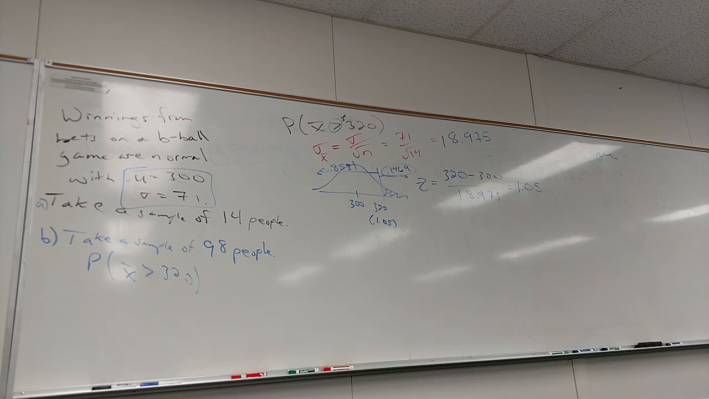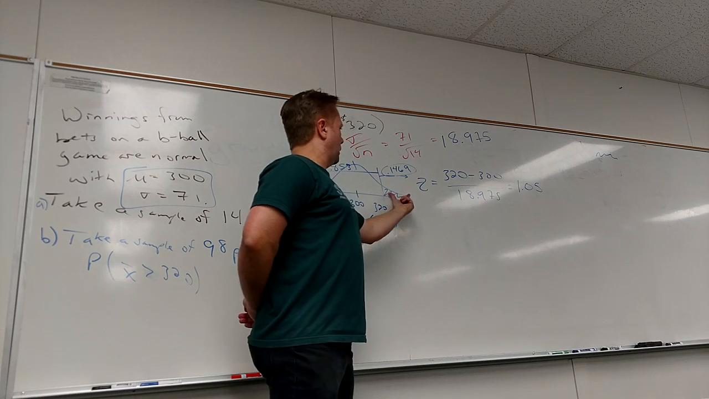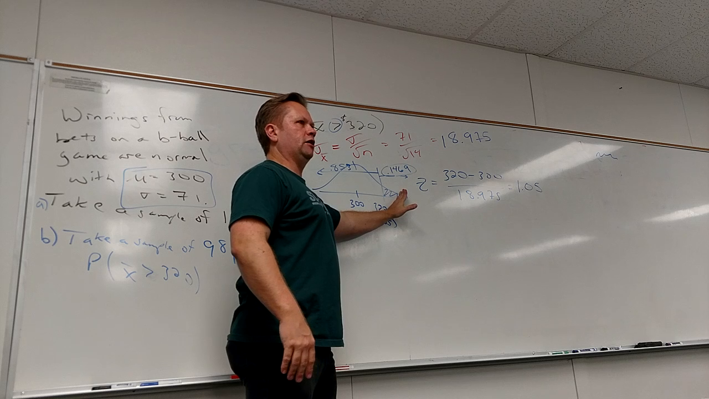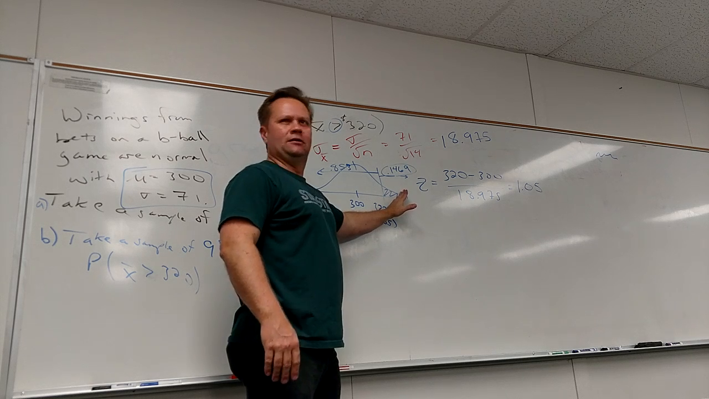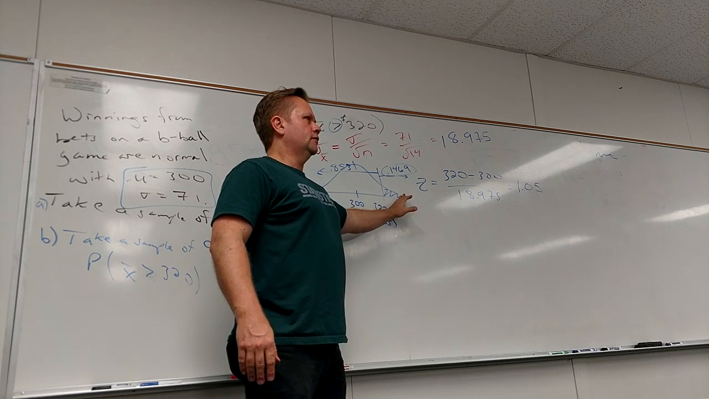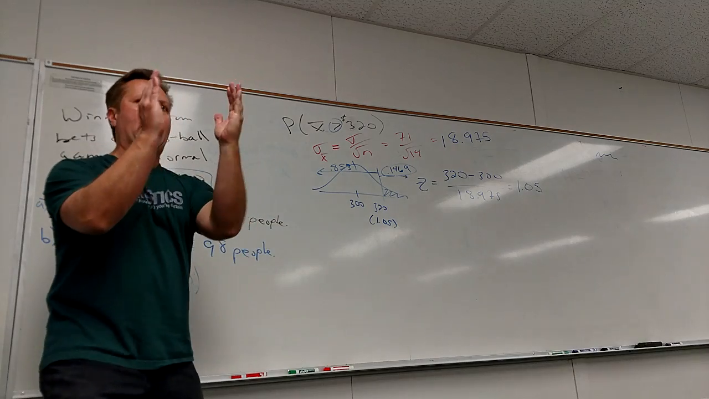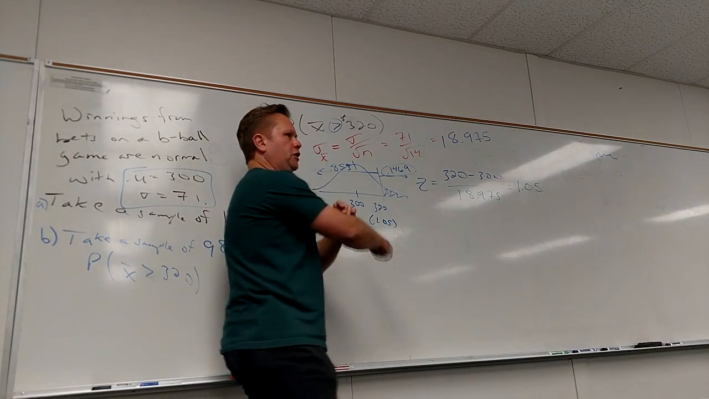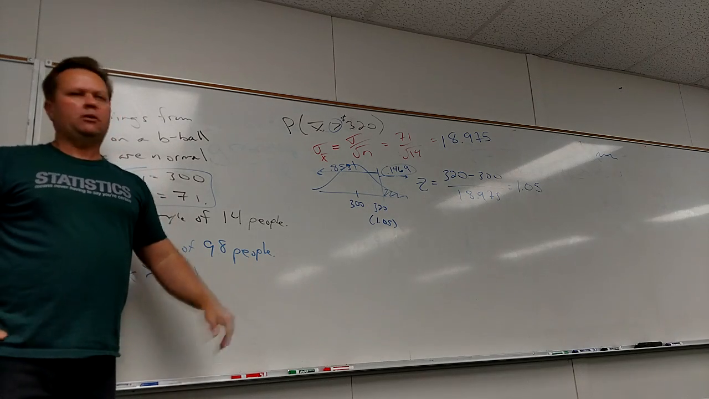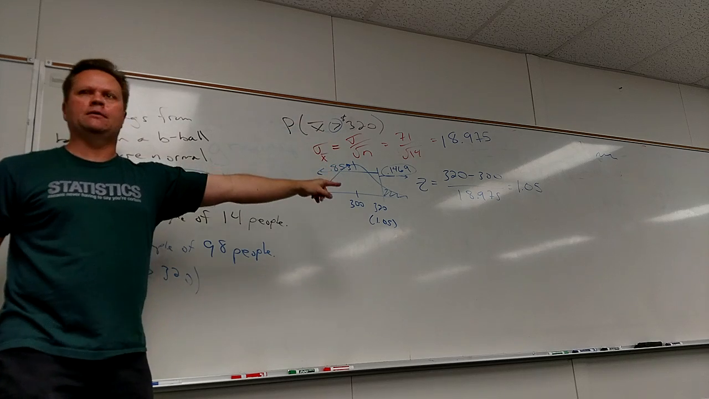Should that be higher or lower than this? Should there be more groups of size 98 way out here, or less? Less. I kind of led you on with my tone, but oh well. If I take 98 people, what should their average be? It should be close to 300. Should be really close to the actual average. Should be very few way out above 320. Let's see if that comes out in the work.